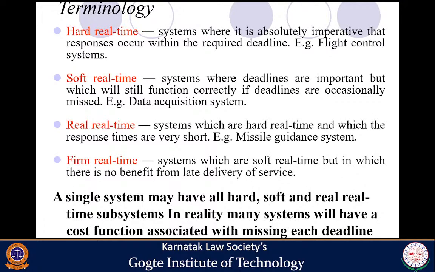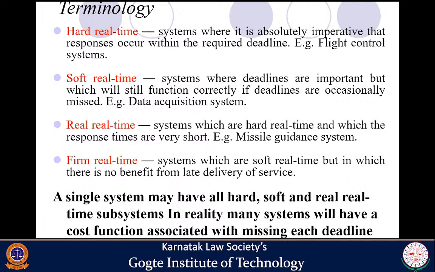Again, there are different terminologies which can be used. A hard real-time system is nothing but a flight control system, wherein the deadline cannot be missed under any circumstances. Soft real-time systems are your data acquisition systems. Then there is a category wherein these are systems which are hard real-time, but their response times need to be very small. Your typical missile guidance system comes under this category, and there is a firm real-time system also. So a single system now may have all the hard, soft, and firm real-time subsystems within it.